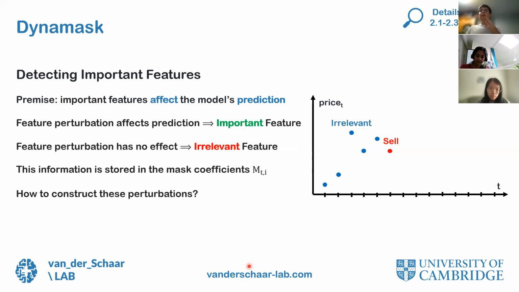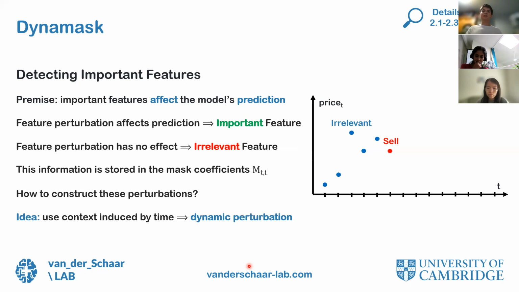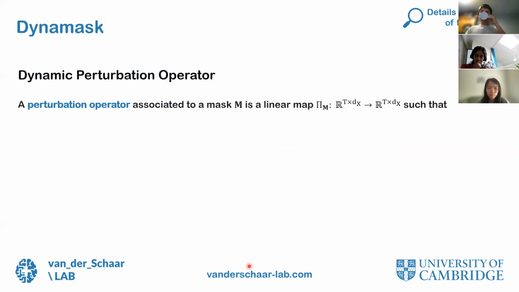In this paper, we introduced the notion of dynamic perturbations. Those are perturbations that leverage the context induced by the time series. Let us now give a detailed definition of what I mean by dynamic perturbations. I should emphasize that this definition is going to be a bit abstract at first. We'll then give an example that will hopefully make everything a bit clearer.